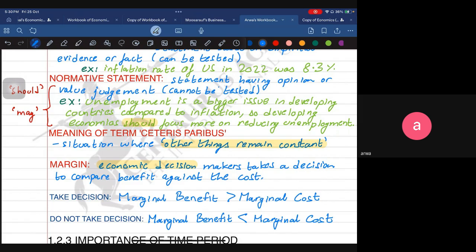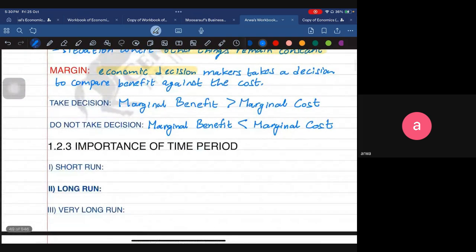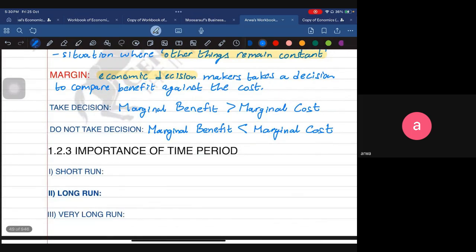Now we will move on to our next topic, and that is the importance of the time period. Okay. Short run, what do you think happens in a short run?